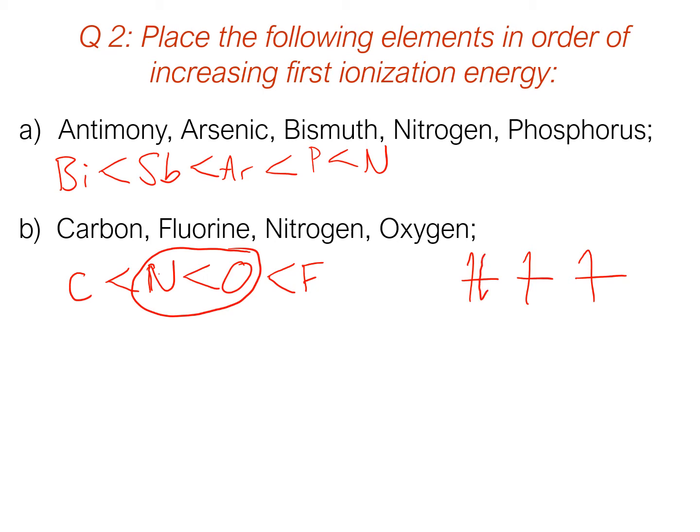is paired, and this means that the first ionization energy of oxygen is actually slightly lower than you'd expect. Conversely, the one of nitrogen is slightly higher than you'd expect, and this means that nitrogen and oxygen switch places. So in this case, the correct answer is actually carbon, then oxygen, then nitrogen, and then fluorine. And this is because of the extra stability offered by the half-filled orbital of nitrogen.